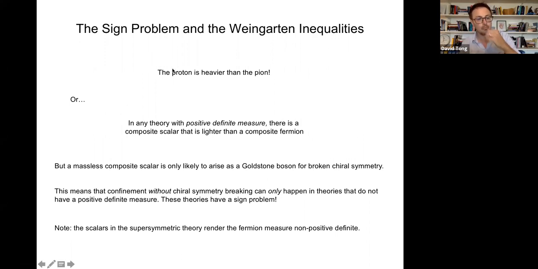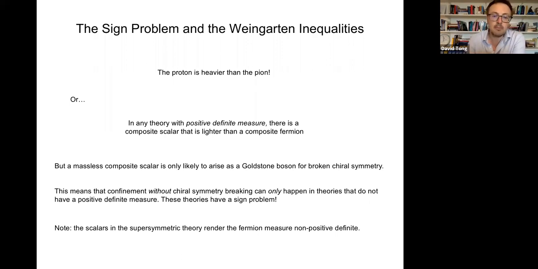He proved that the proton is heavier than the pion, which if you know a bit of particle physics probably doesn't strike you as a groundbreaking result. But he proved it without any assumptions at all. There's no assumption of confinement. There's no assumption of chiral symmetry breaking. It's simply a statement that in QCD, regardless of the dynamics, the proton has to be heavier than the pion. And he proves it just by, again, positive definiteness of the measure, and in particular, positive definiteness of the fermion determinant.